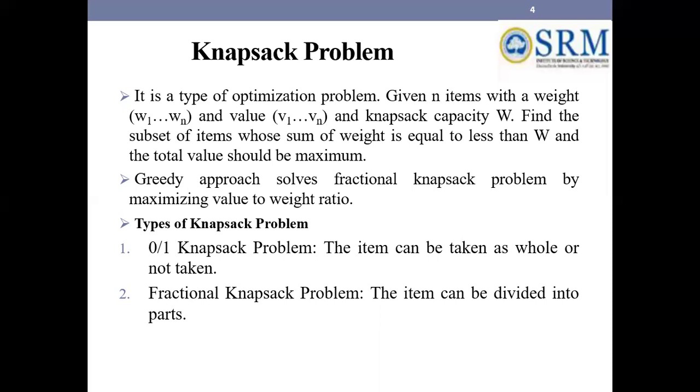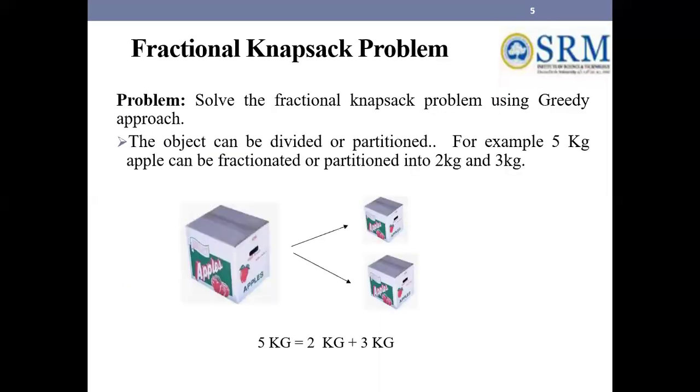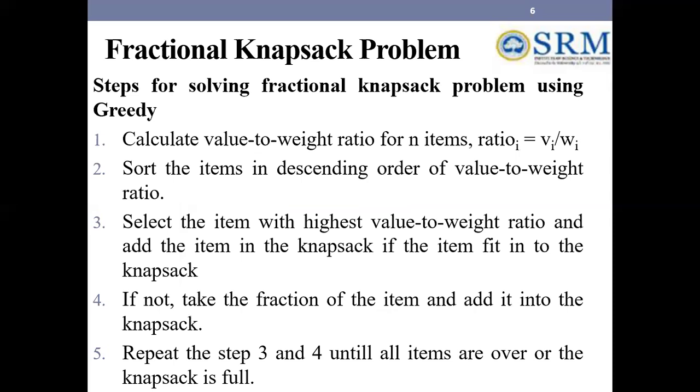In 0-1, the product cannot be partitioned or fractioned. Either the whole object can be added or not added. In the fractional knapsack problem, the product is 5 kg, so we can partition it into 2 kg and 3 kg. 2 kg can be added, or 3 kg can be added, or 1 kg or 4 kg. Any partition can be added to the knapsack, or the whole item can be added. In the case of the 0-1 knapsack problem, the product cannot be partitioned. So the fractional knapsack problem can be solved using the greedy approach.